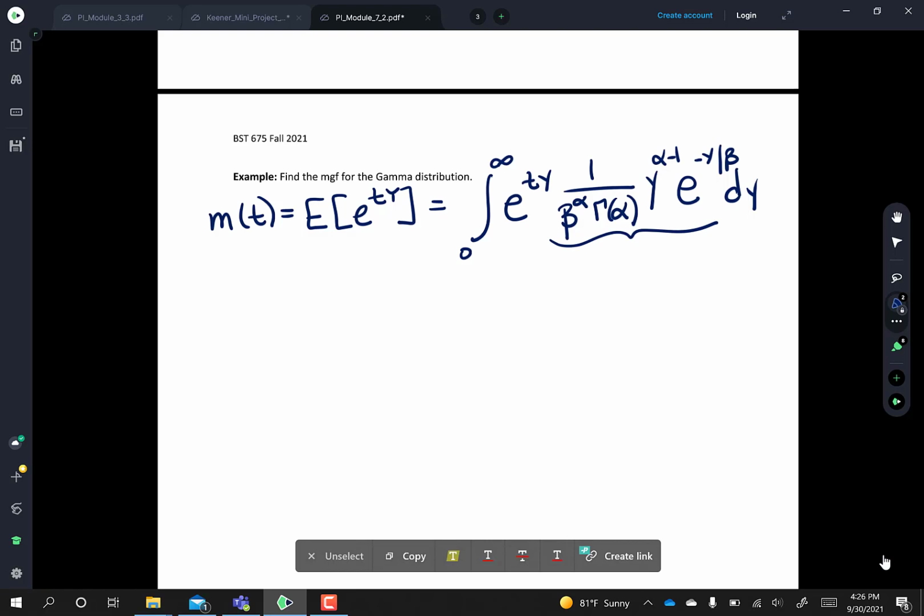So it may be a good idea to pause here, go back, look at the notes where we define the gamma distribution, and just confirm that that is what we have for the gamma distribution.